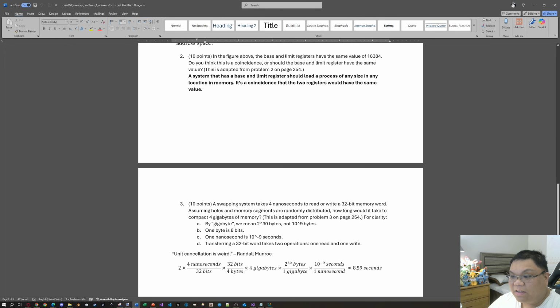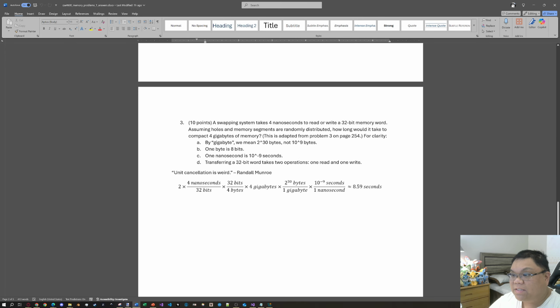So that's not untested. Number 3. A swapping system takes 4 nanoseconds to read or write a 32-bit memory word. Assuming holes and memory segments are randomly distributed, how long would it take to compact 4 gigabytes of memory? For clarity, by gigabyte we mean 2 to the 30th bytes, which is actually a gibibyte. Don't worry about it. I talked about this mismatch in the beginning of the class, so let's just say 2 to the 30th bytes and not 10 to the 9th bytes.